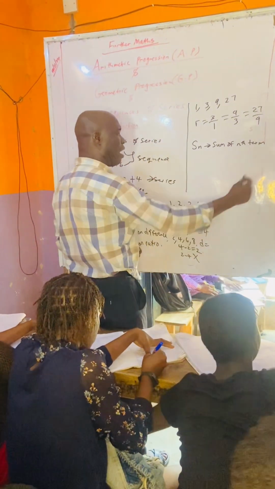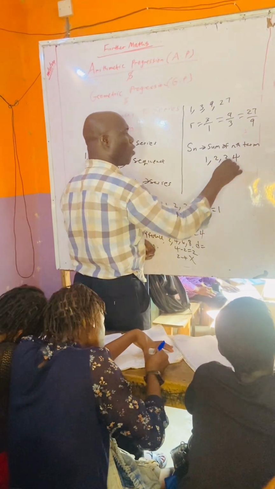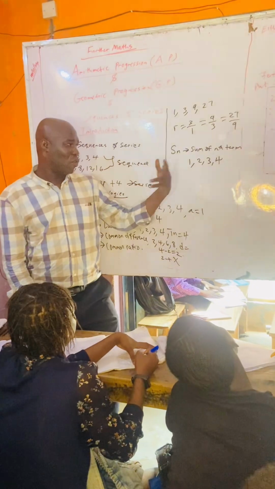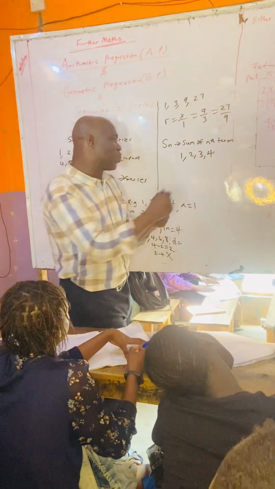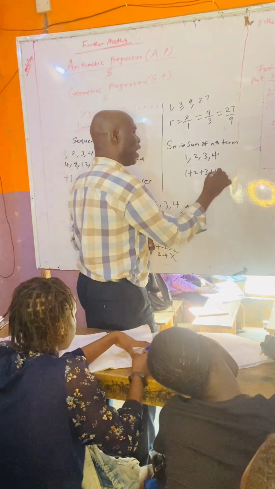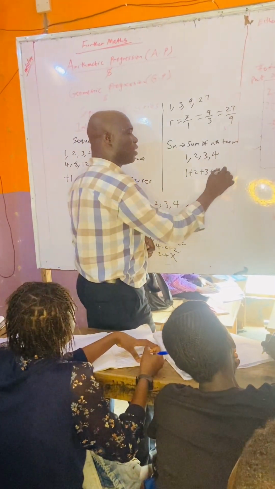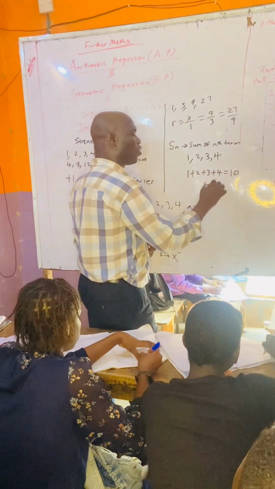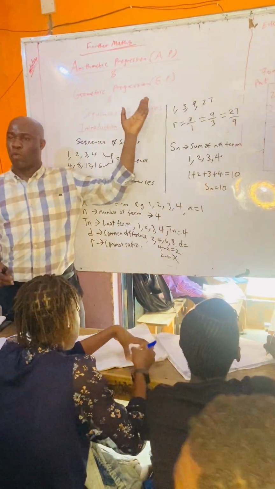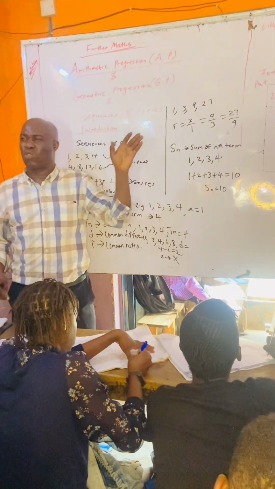Like now, if I have 1, 2, 3, 4, what's going to be my SN? 1 plus 2 plus 3 plus 4. I'm going to add everything together. 1 plus 2 is 3, plus 3, plus 4. 10. So my SN is going to be 10.